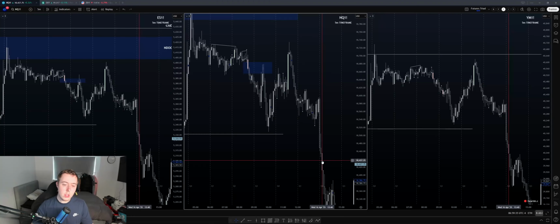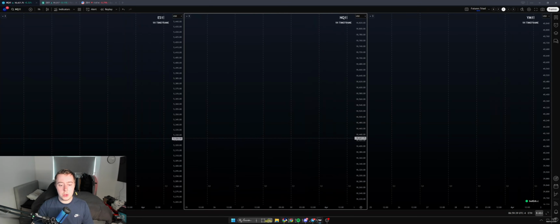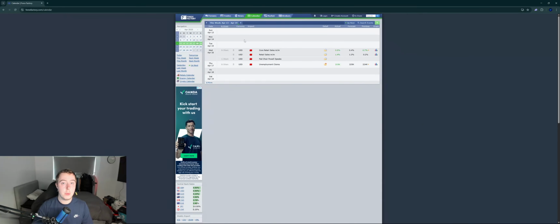Okay, so this was Wednesday's price action. Personally, Monday and Tuesday I wouldn't have recommended trading, just due to the fact that we had no news on those days. Okay, so Monday, Tuesday, no news. We did get the manipulation for the week on Tuesday, which meant that Wednesday was our distribution.